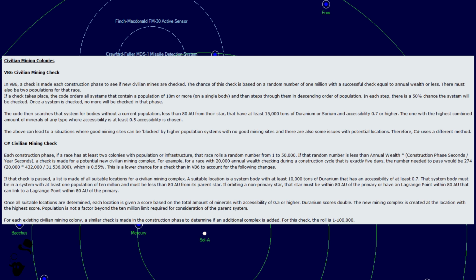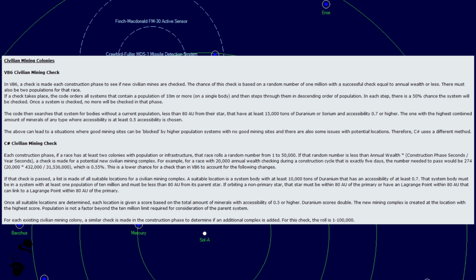If a check takes place, the code orders all systems that contain a population of 10 million or more on a single body and then steps through them in descending order of population. In each step, there is a 50% chance a system will be checked. Once a system is checked, no more will be checked in that phase. The code then searches that system for bodies without a current population, less than 80 AU from the star, that have at least 15,000 tons of deranium or sorium and accessibility 0.7 or higher. The one with the highest combined amount of minerals of any type where accessibility is at least 0.5 is chosen. The above can lead to situations where good mining sites can be blocked by higher population systems with no good mining sites, and there are also some issues with potential locations.